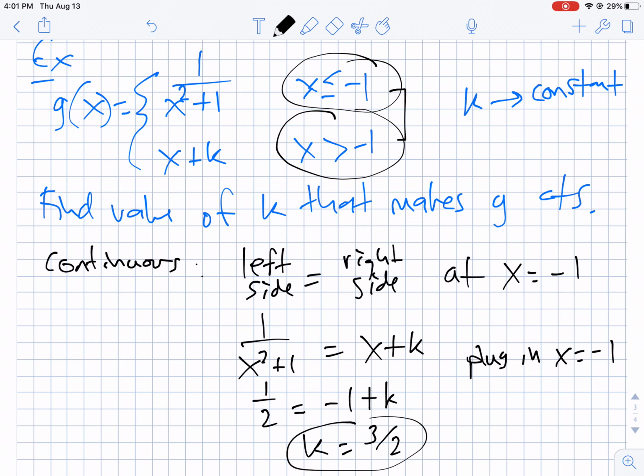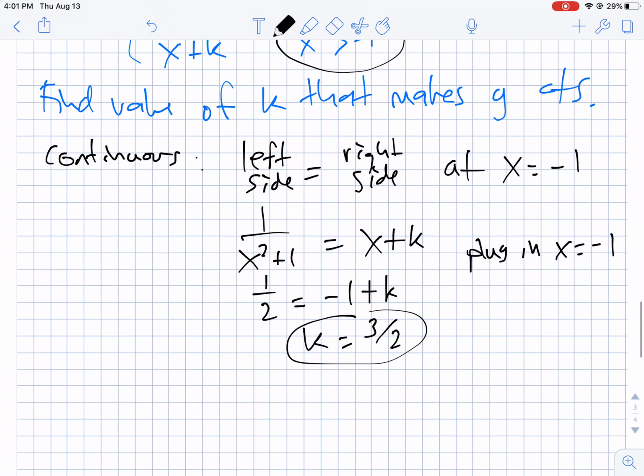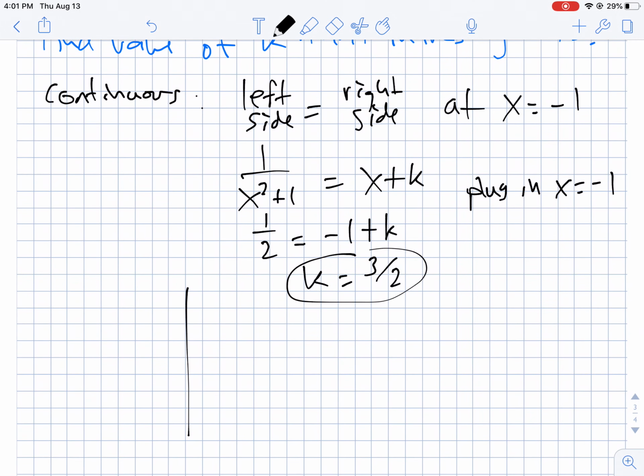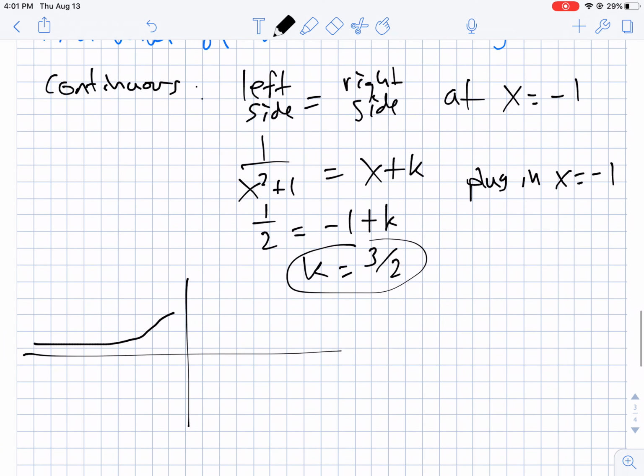If you're wondering what's happening on the visual side of things, basically you have this function, the 1 over x squared plus 1, which kind of comes up and looks like a bell curve. And then it goes towards this point right here, which is a solid dot. Now x plus k, those are all the lines with a slope of 1. So we're asking, what is the k value that makes this continuous? We're trying to figure out which line, if we plug that in, gives us a continuous function that meets at that point. That's what we're trying to find in this problem.